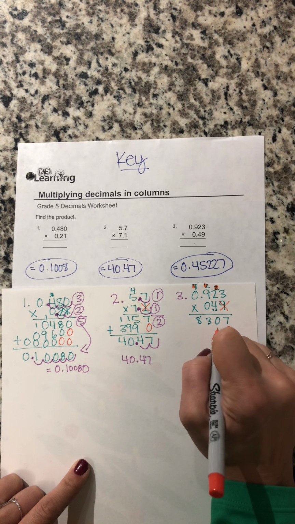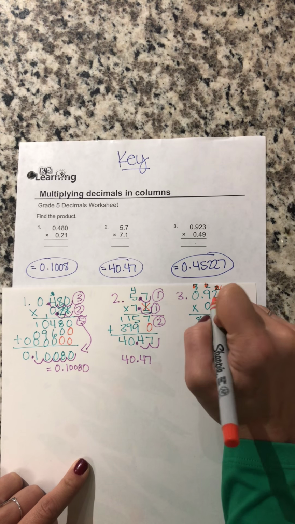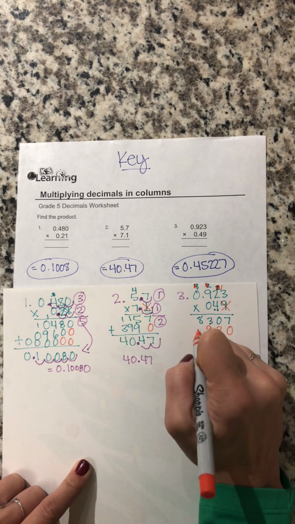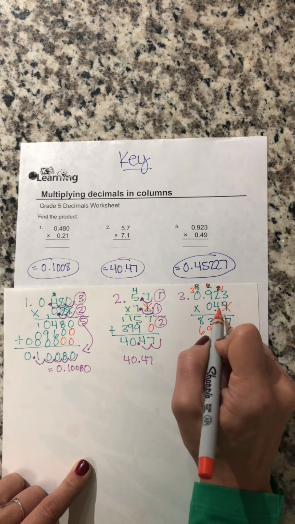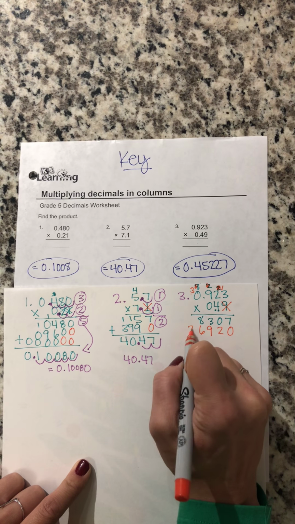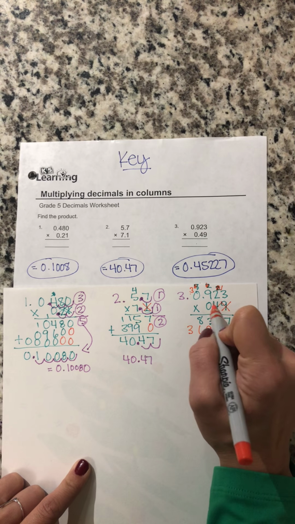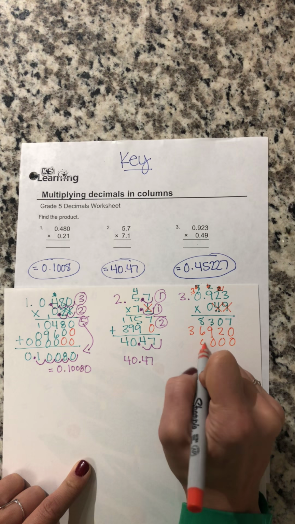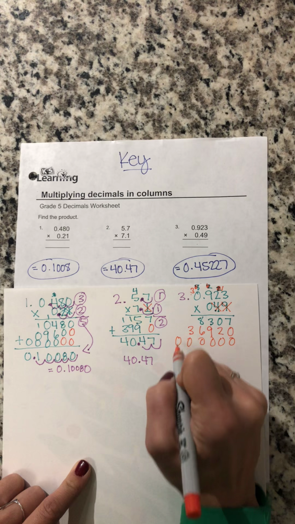4 times 3 is 12. 4 times 2 is 8 plus 1 is 9. 4 times 9 is 36. 4 times 0 is 0 plus 3 is 3. I'm now done with this guy, so I can do 0, 0. And I have 0, 0, 0, 0. Add it all up.